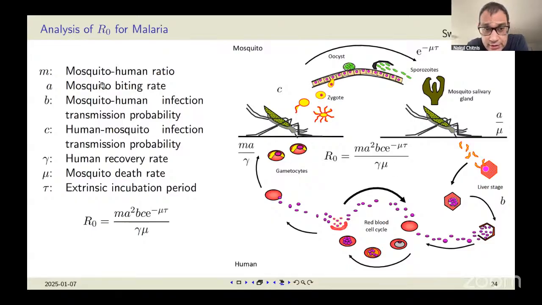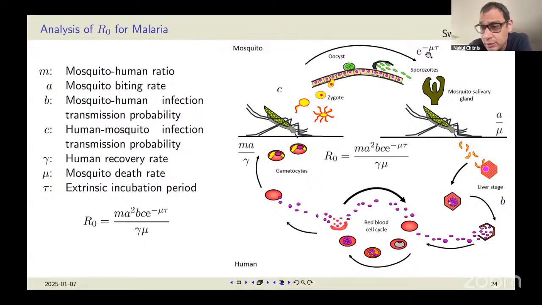M is the ratio of mosquitoes, so the number of mosquitoes per human. A is how often a mosquito bites, so the number of mosquito bites a person gets per day is M times A. So M times A over gamma is essentially how many mosquitoes bite a person while the person is infectious. Then we have C here, which is the probability that the human transmits to mosquitoes. So we can see this then going into the mosquito.